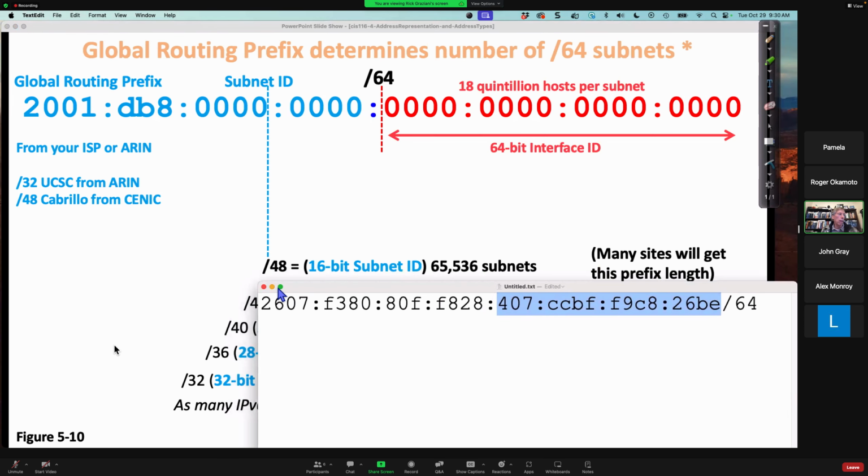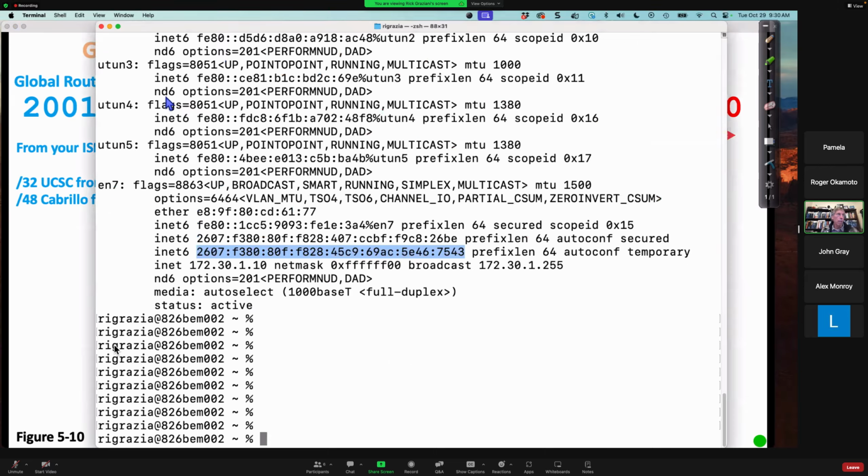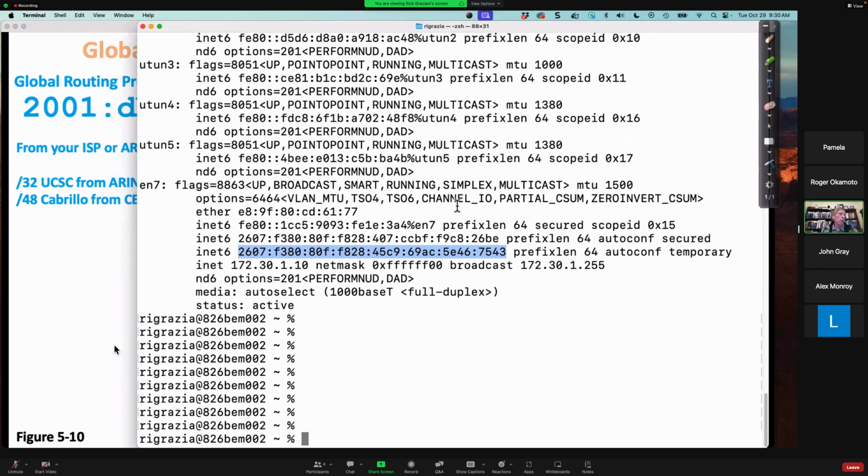I don't need that, actually. Move that and get the other one. Where's my terminal? Yeah.